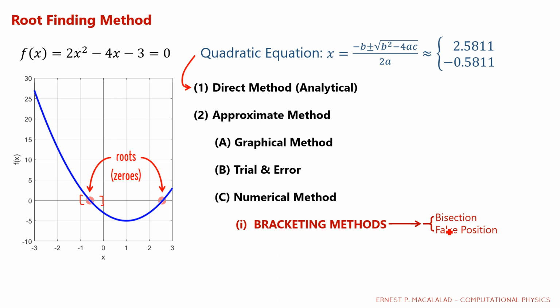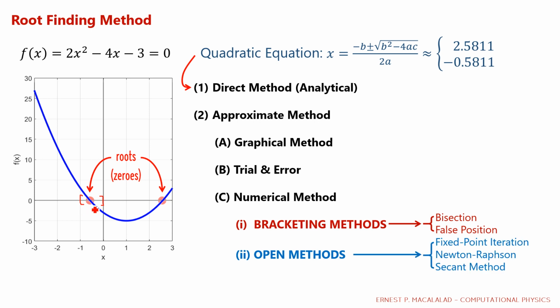If we don't want to set a bracket, we can also use open methods. Open methods can be employed even if you don't have two values that bracket the root. You only need two initial guesses to estimate the roots. This includes three kinds of open methods: fixed point iteration, the Newton-Raphson method, and the secant method.